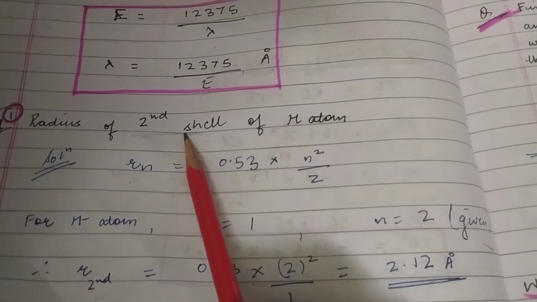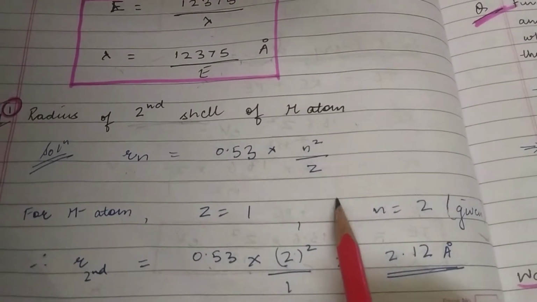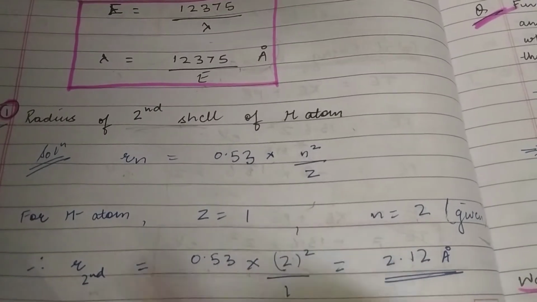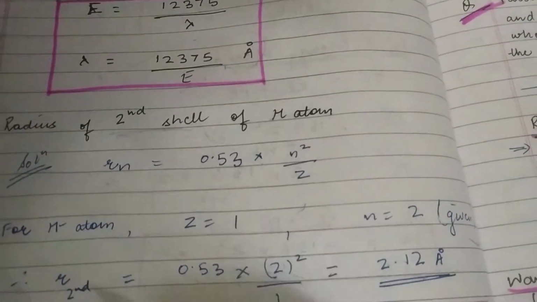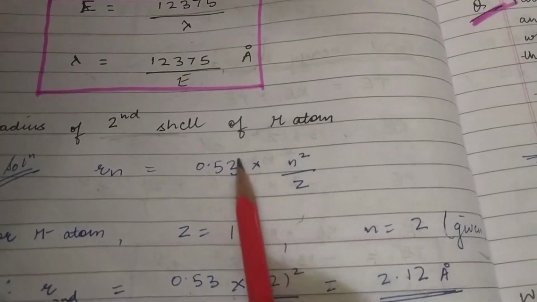If you are given the third shell, you can substitute 3 square, that is 9, and then divide by the atomic number. If you are given the first shell, you should know the shell number and the atomic number, and just simply substitute it in this formula.